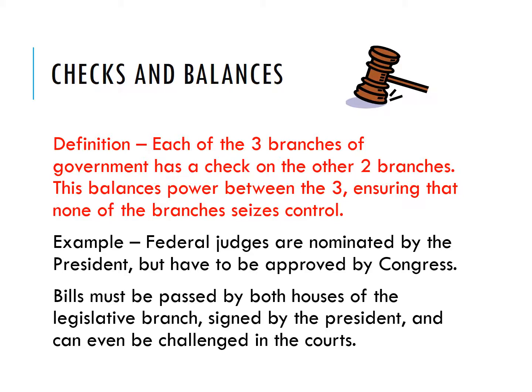Okay, checks and balances. Those three branches of government, remember, what are they? Executive, legislative, and judicial, right? They are given certain powers that check the other branches of government. And what do I mean when I say check? It basically means that it keeps any one branch from gaining too much power, right? So for the country to work correctly, all three of these branches have to be kind of in agreement on things.